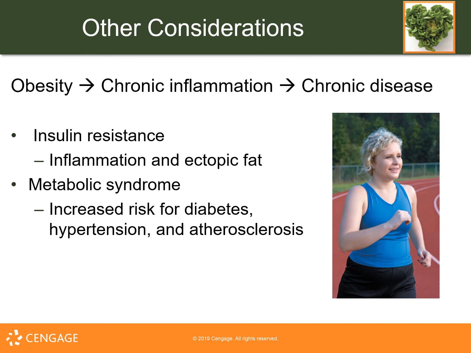Other considerations. Obesity can lead to chronic inflammation, which can lead to chronic diseases. The combination of inflammation and ectopic fat, this is the excess fat in other locations than adipose tissue, results in insulin resistance, high blood glucose, abnormal blood lipids, and high blood pressure. This cluster of symptoms is known as metabolic syndrome. Metabolic syndrome increases risk for diabetes, hypertension, and atherosclerosis.